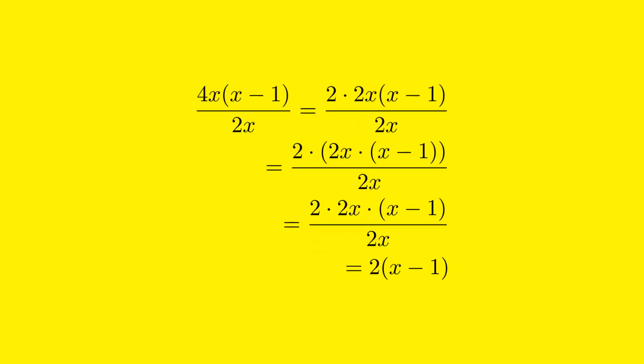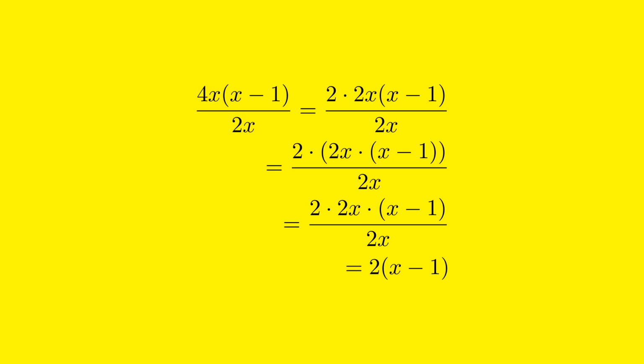Step 2. Now that we have factored the numerator, our rational expression is 4x times x minus 1 over 2x. Next, we will simplify this expression by reducing common factors in both the numerator and the denominator. Observe that both the numerator and the denominator have a common factor of 2x. To simplify, we will divide both the numerator and the denominator by their common factor, which is 2x.